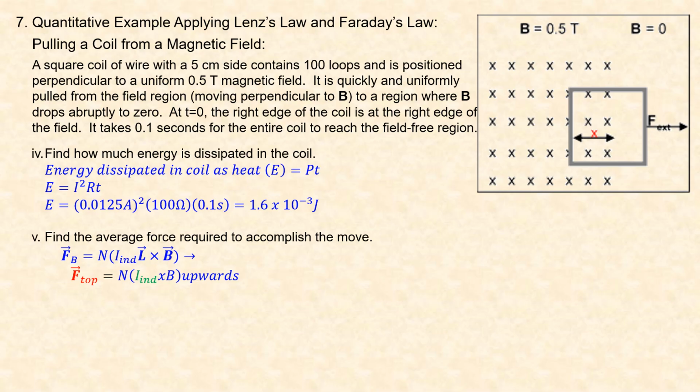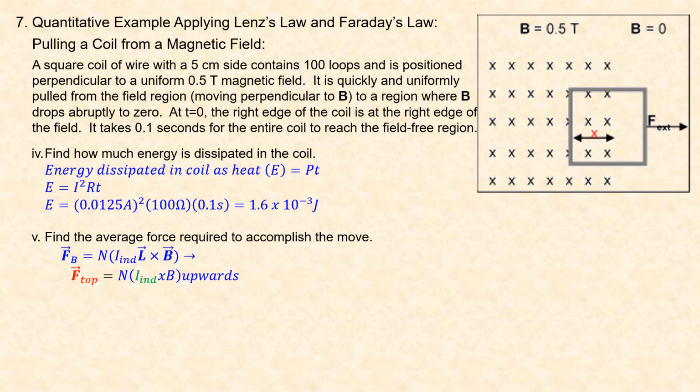Starting with the top. From this expression, we find out that the force on the top portion of the coil has a magnitude given by N times the induced current times X, the amount of the coil in the field region, times the magnetic field strength, and that force is upwards.